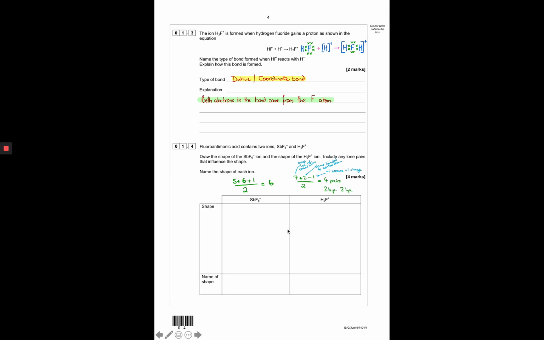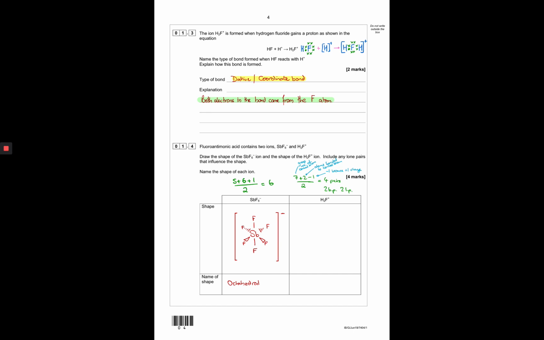So when we draw these shapes now, the SbF6- has to have 6 pairs of electrons, and all of them are going to be bonding pairs. And the H2F+ has got to have 4 pairs of electrons, 2 of which are bonding pairs and 2 of which are lone pairs. So there is an onus on you to remember what shapes those would actually produce. We get an octahedral shape with the SbF6- ion, and they didn't penalise you for forgetting the charge or the square brackets, but for the point of accuracy, that's really what we should be doing, and it is an octahedral shape.